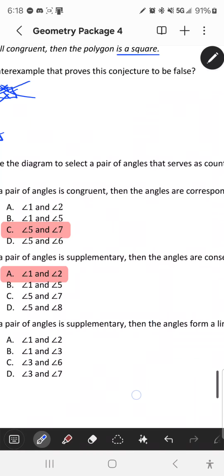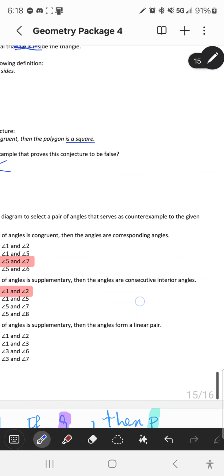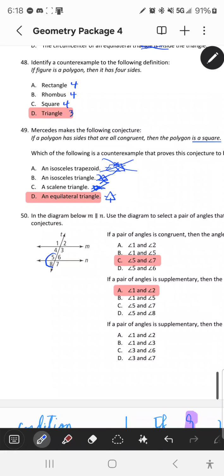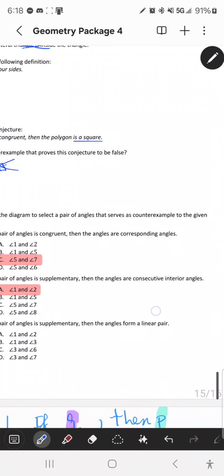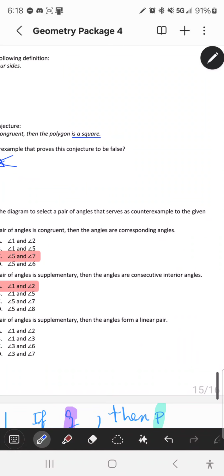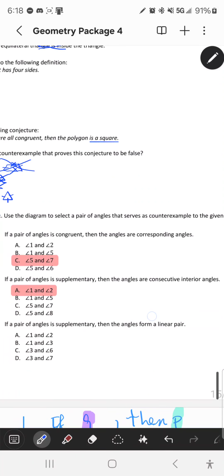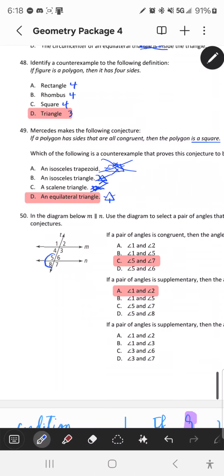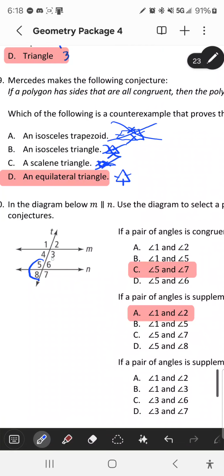They are also 1 and 2 and 5 and 8. They are also supplementary, and they are not consecutive interior angles, because consecutive interior angles will be 6 and 3 or 5 and 4.